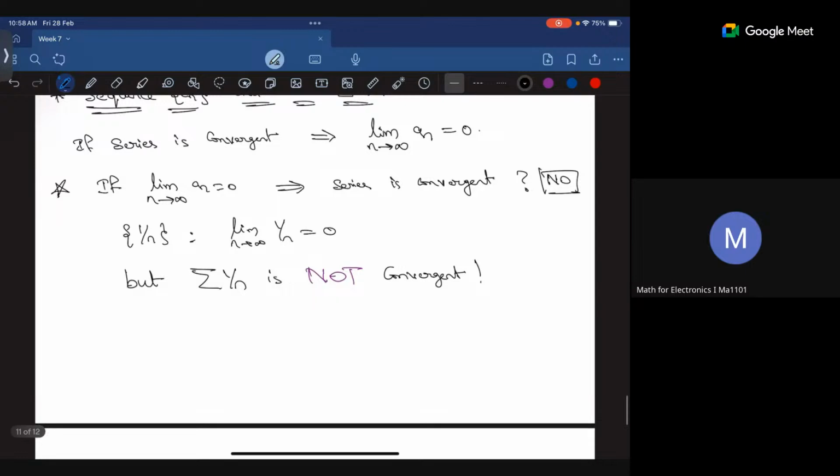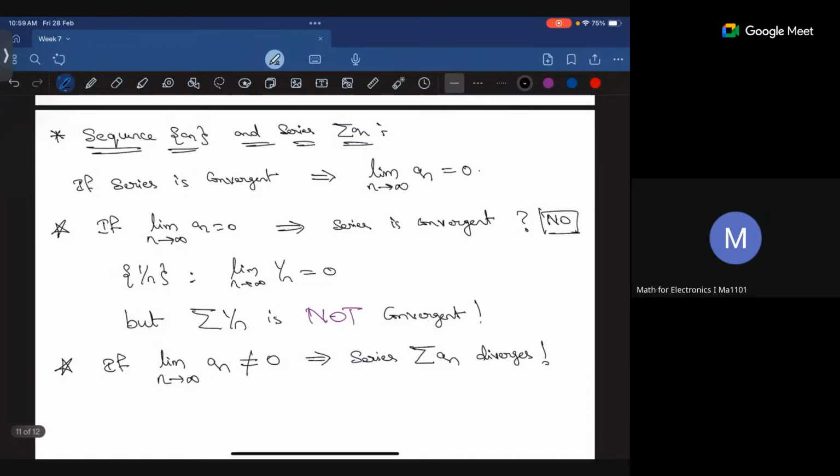But what we can say is, if the limit as n tends to infinity of a n is not equal to 0, so if your sequence is not tending towards 0, that implies that your series a n diverges. There is no need to use the comparison test or anything of that sort. You just compute the limit of your sequence first. If it is not equal to 0, then you can straight away say the series generated from this sequence will diverge. Okay, so this is the connection between the sequence and the series.